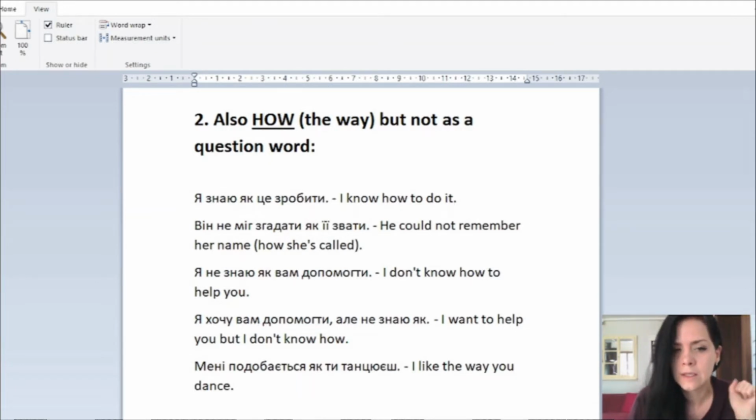Another instance, sentence number 2. Він не міг згадати, як її звати.